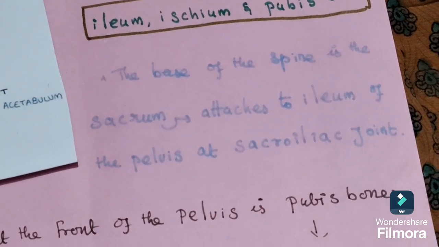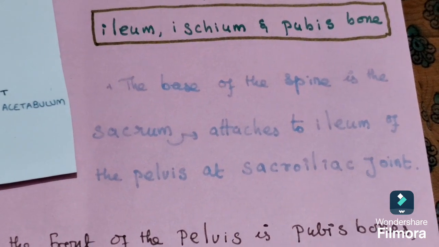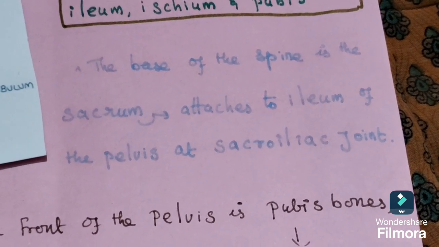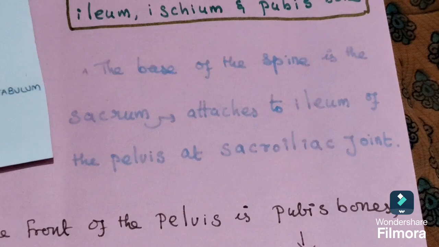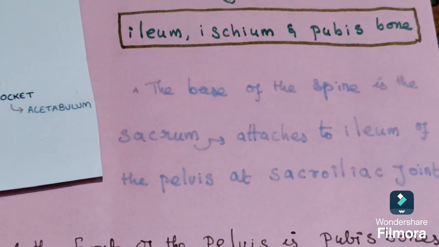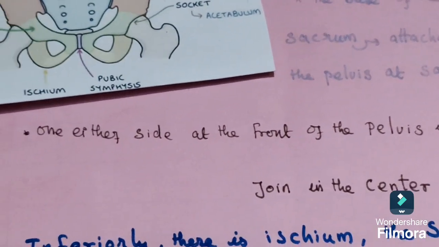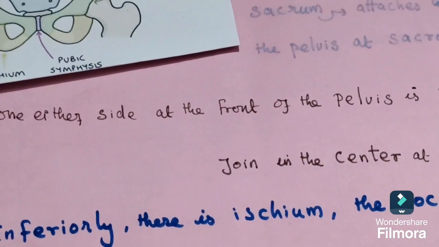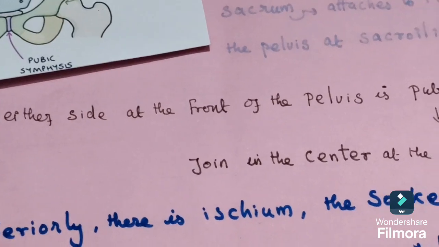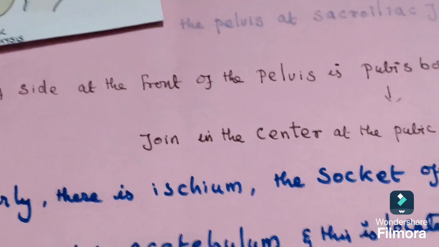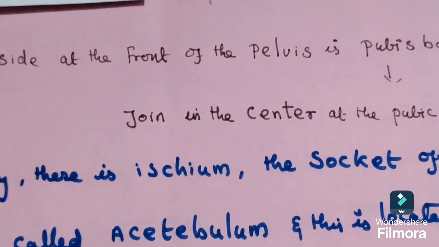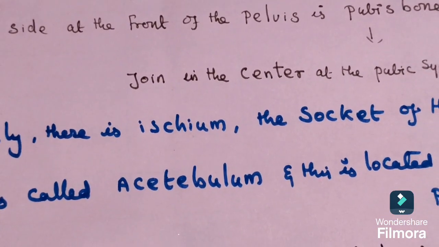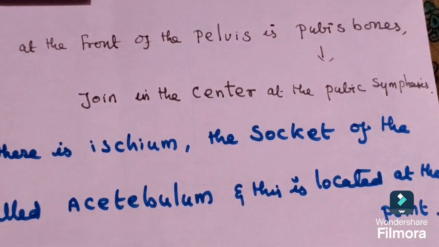The base of the spine is the sacrum. The sacrum attaches to the ilium of the pelvis at the sacroiliac joint. On either side at the front of the pelvis is the pubis bone. The pubis bones join in the center at the pubic symphysis.